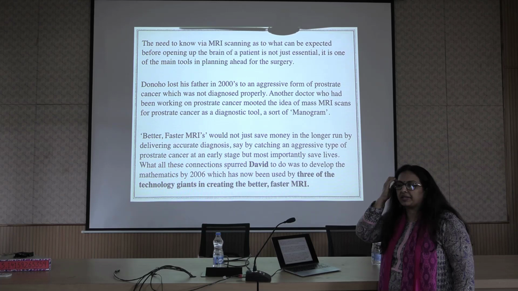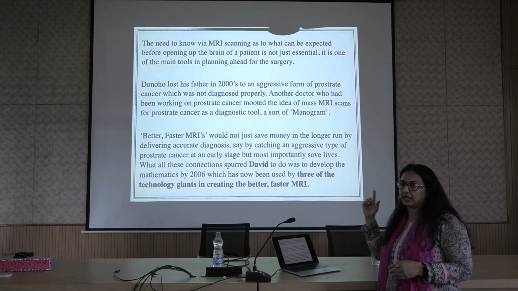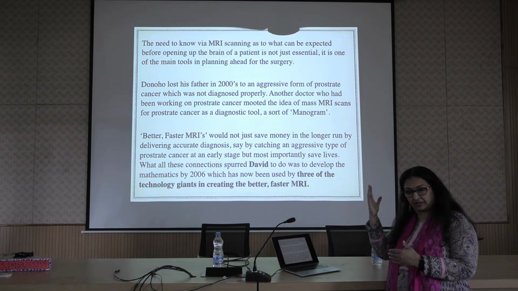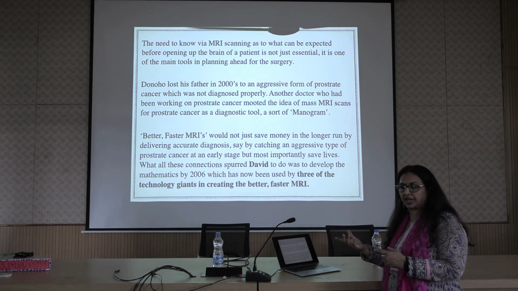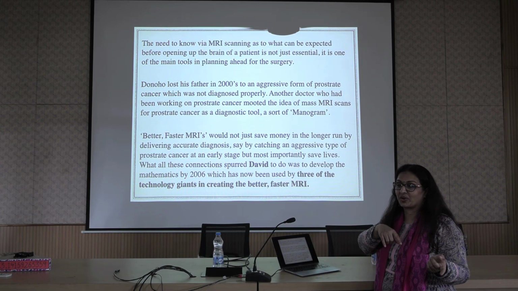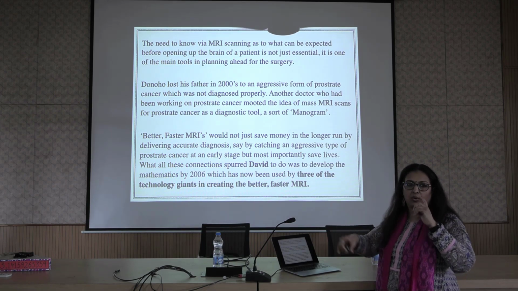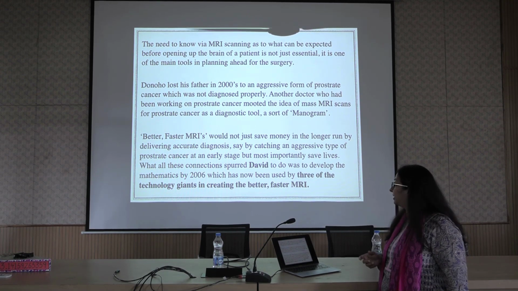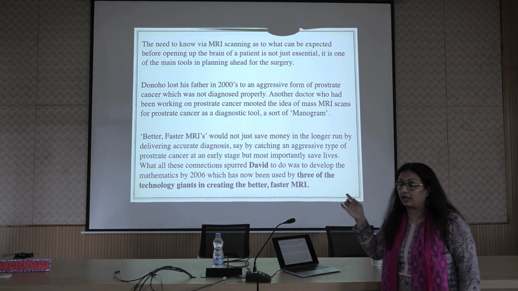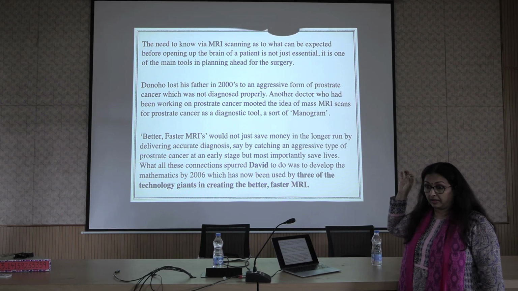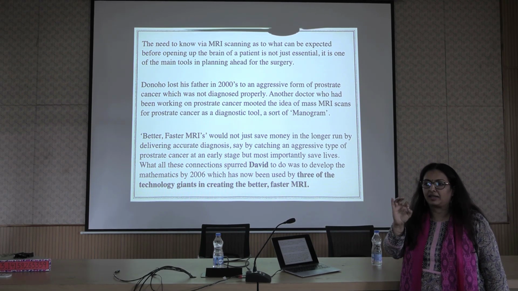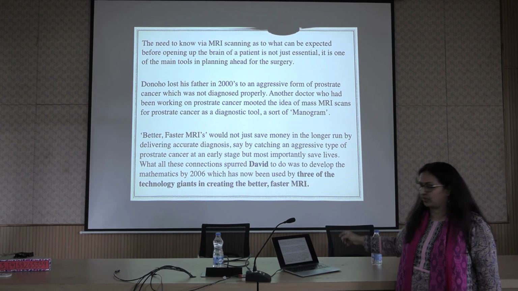It was also a personal reason. I think his wife had brain surgery, his father got prostate cancer, and his son was a doctor. So somehow he felt that his work could be used for these things. And in fact, the current fastest MRI machines in the world have come out of David Donoho's work.